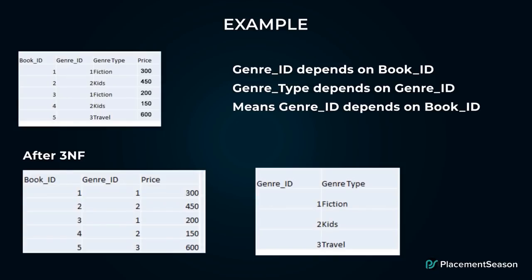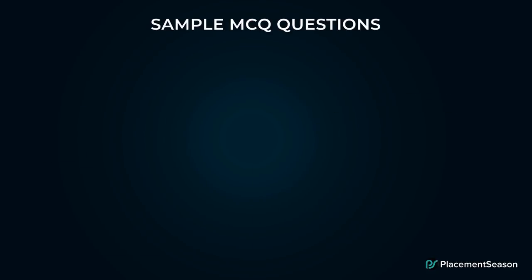So things to remember: the first normalization form deals with atomic values. The second normalization is to remove partial dependency, where composite keys come into picture. The third normalization form reduces transitive dependency. Hope you understood the concept of normalization. Let's discuss a few sample MCQ questions, in which format you can expect questions for your exam.